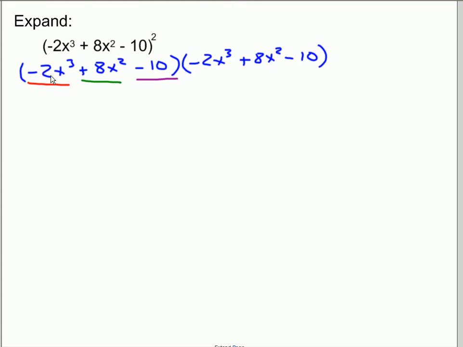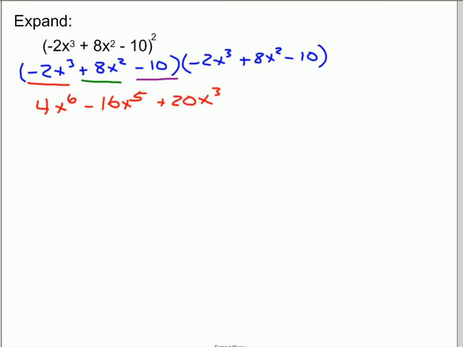I've got, to start out, negative 2x to the third times negative 2x to the third. That's going to be positive 4x to the sixth. x times x times x times x times x times x is 6 x's multiplied together. Negative 2x to the third times 8x squared is negative 16x to the fifth. And negative 2x to the third times negative 10 is positive 20x to the third.